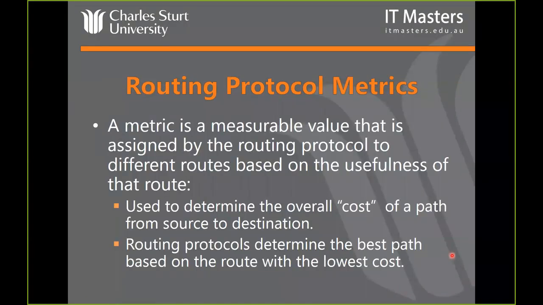Routing protocol metrics. A metric is a measurable variable that is assigned by the routing protocol to different routes based on the usefulness of that route. It could be used to determine the overall cost of a path from source to destination. And this is what the routing protocols use to determine what's the best route to put into the table.